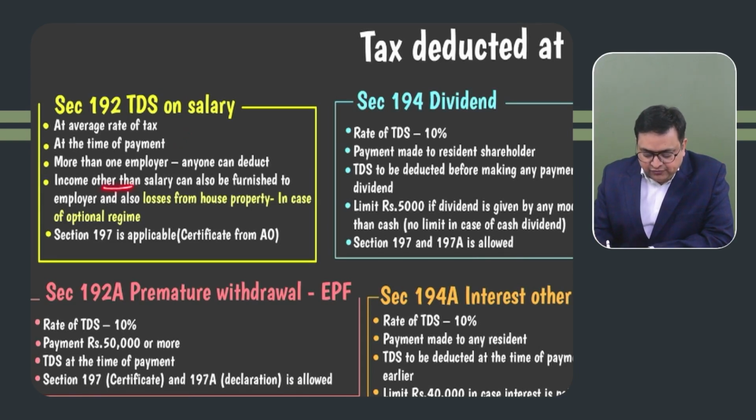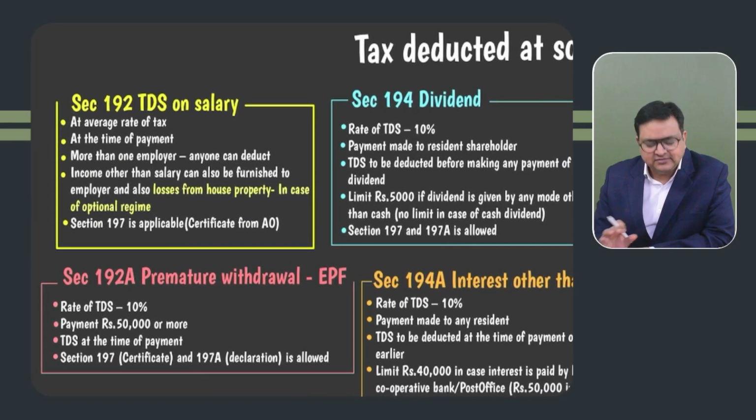And in fact, if you can furnish your other income also, then you can furnish it. Your employer would be liable to deduct TDS. But if you are furnishing your losses, then losses would not be covered. Only the house property losses, in case you are following optional regime, that can be considered. But in default regime, we understand house property losses cannot be set off from salary income. So in that case, the losses will not be considered. Got it? So TDS on salary, section 192, average rate of tax, not so important as far as examination is concerned.